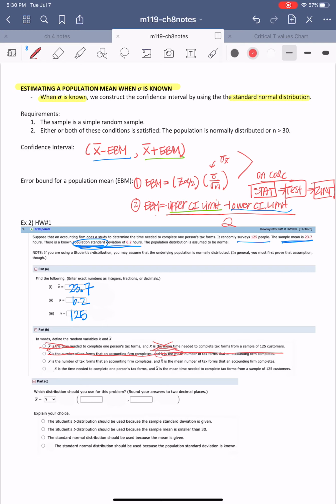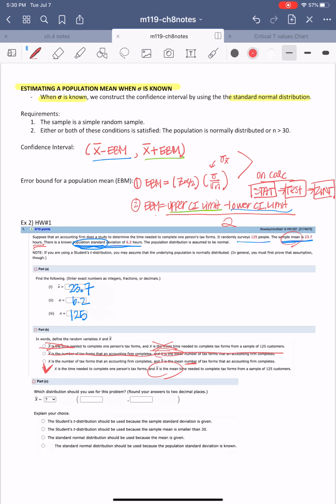Well, the sample mean is given in hours, right? The sample mean is 23.7, so the sample mean should have a time involved. It has a number, but we have a mean as a time, as a unit. So the last one will be the correct one.